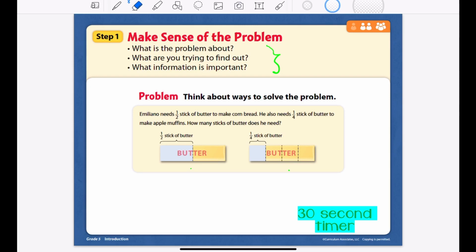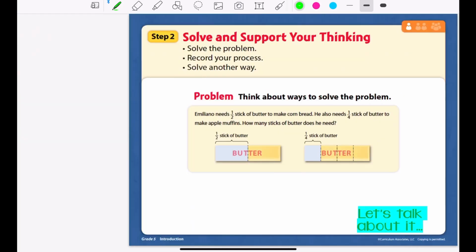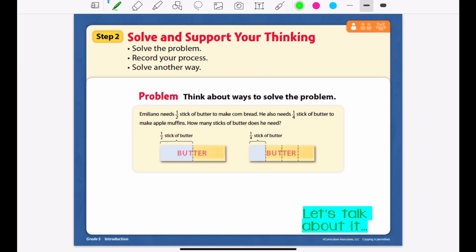What information is important about this? Well, we know that we need 1/2 stick of butter. That's important. And we need 1/4 stick of butter. And we know that he's making two recipes, so we know that we're going to be adding those two amounts together. So let's go ahead and talk about it.